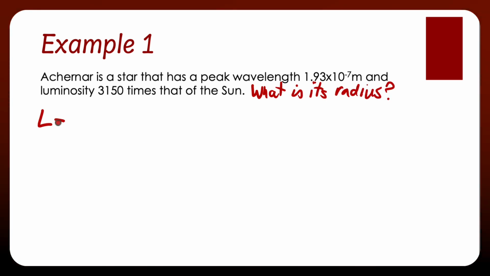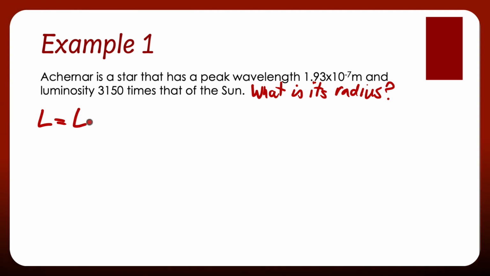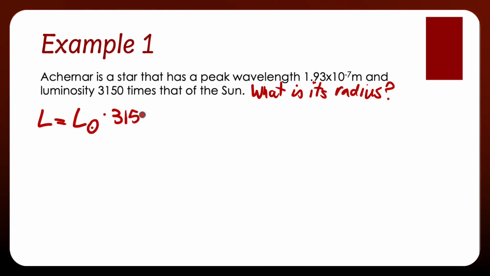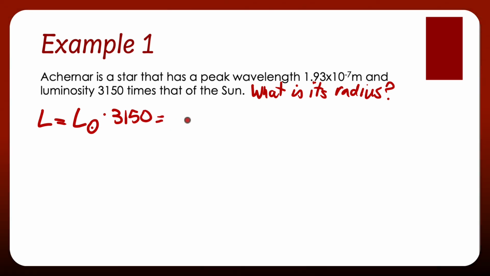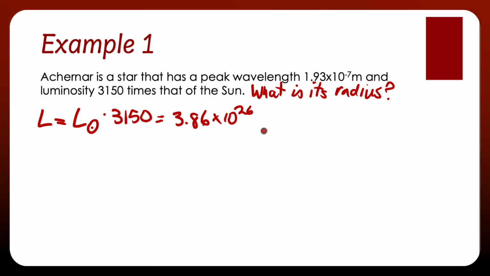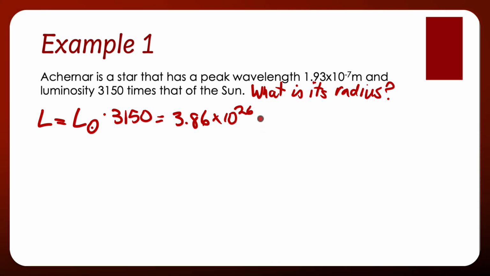My luminosity will be the luminosity of the sun times 3,150. And I just found that on the screen before. And I'm just going to use my value I found. If this was a question on the exam, yes, you'd be expected to calculate it out. It'd probably be that in part A, and this would be part B. I'm going to have to times that by 3,150, picking up my handy-dandy calculator.